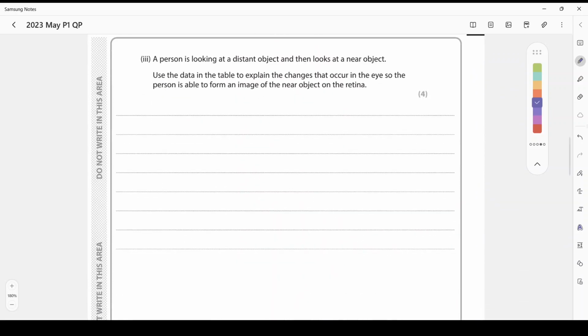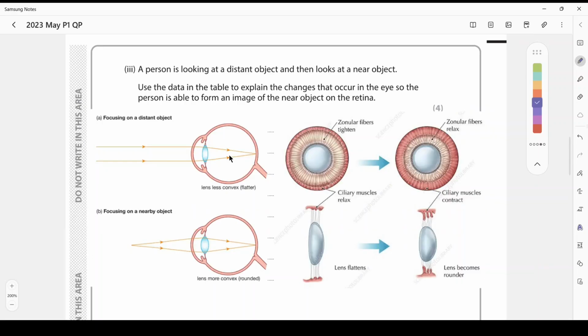Okay, let's move on to the third part. A person is looking at a distant object, then looks at a near object. Use the data in the table to explain the changes that occur in the eye so that the person is able to form an image of the near object on the retina. All right, so this question is talking about a near object. So rays that are coming off of a near object would have diverging rays, as you can see there, whereas if it's a distant object, the lines are parallel. So if the rays are diverging, that means that you would need to bend the light more. So the lens needs to be thick.